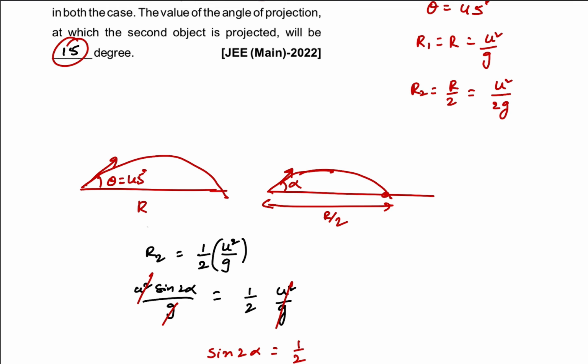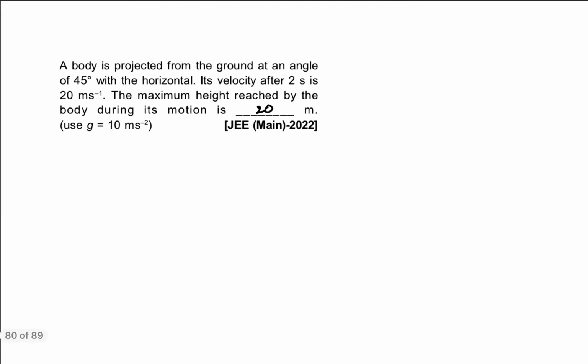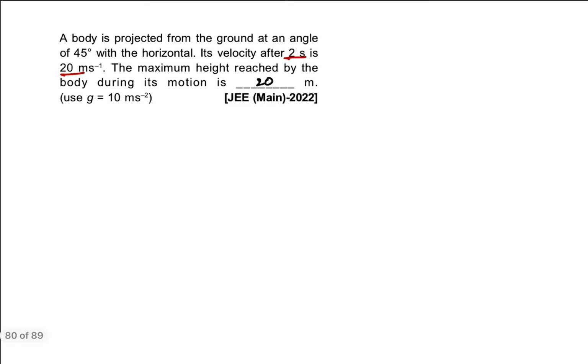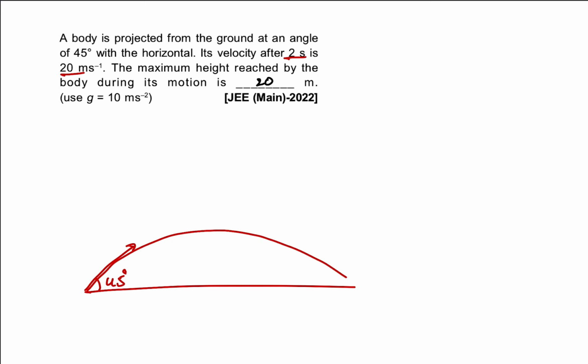Now you can see the next question. A body is projected from the ground at an angle of 45 degrees with the horizontal. Its velocity after 2 seconds is 20 meters per second. The maximum height reached by the body during its motion is how much? You have to read the question properly. Projected from the ground at an angle of 45 degrees. Its velocity after 2 seconds, that is at t equal to 2 seconds, the velocity is 20 meters per second.